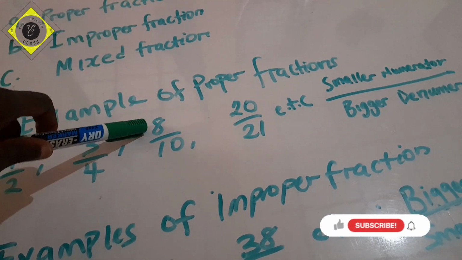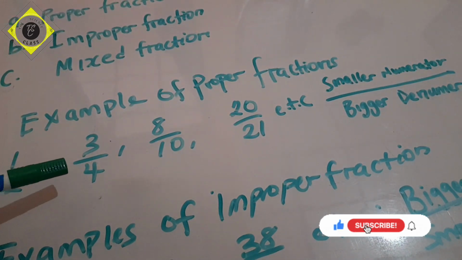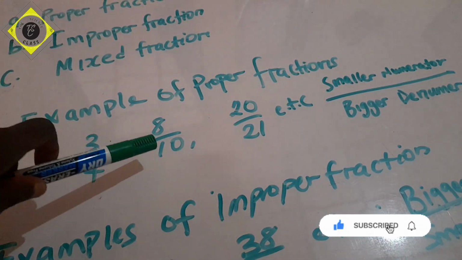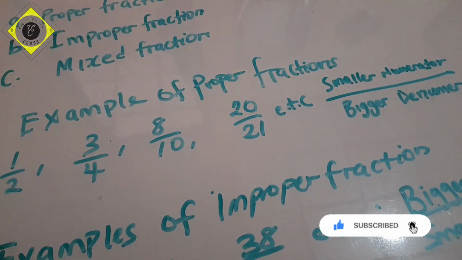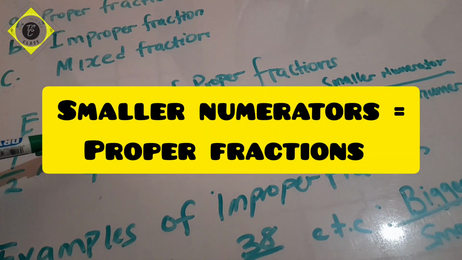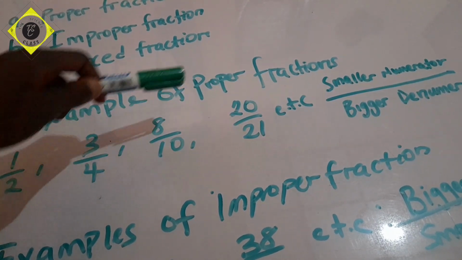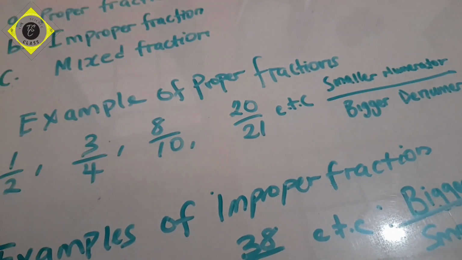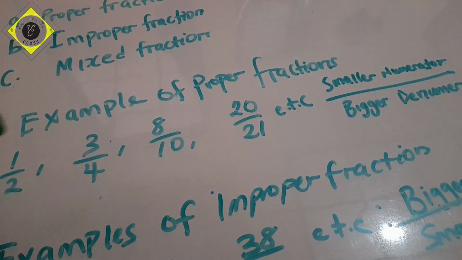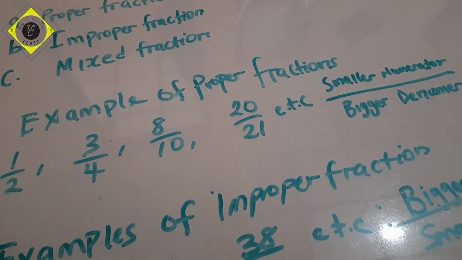such as this 8, such as this 20, while denominators are the numbers below, such as this 4, such as this 10, such as this 21. So in a proper fraction, we have a smaller numerator. Can you see 3 is smaller than 4, 8 is smaller than 10, 20 is smaller than 21? The denominator is bigger, just like I said: 4 is bigger than 3, 10 is bigger than 8, 21 is bigger than 20.